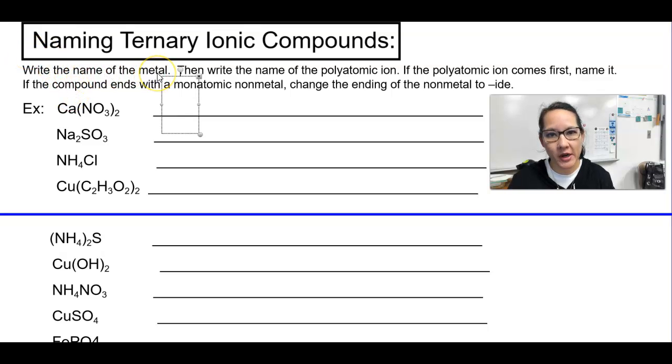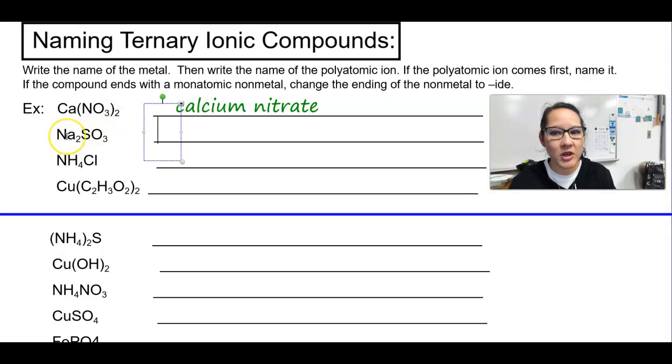Write the name of the metal first, then write the name of the polyatomic ion. If the polyatomic ion comes first, name it. If the compound ends with a monoatomic nonmetal, then you're just going to change the ending of that nonmetal to "ide." So for this first example, it's Ca, that's my metal, calcium, space, then in parentheses I have a polyatomic ion, NO3 is nitrate. So the name of that is calcium nitrate.